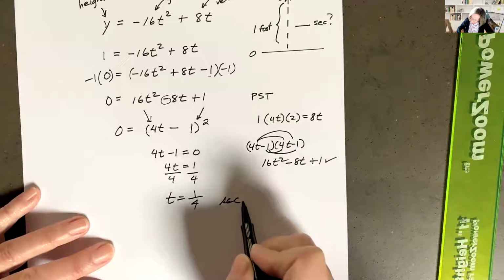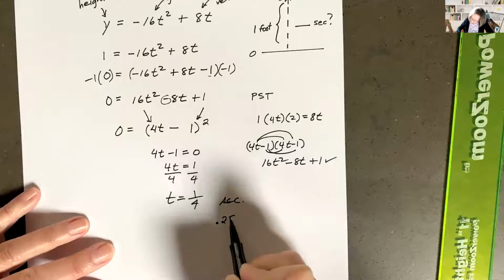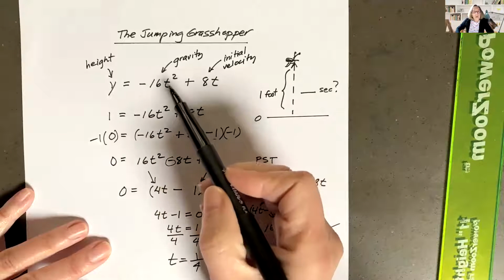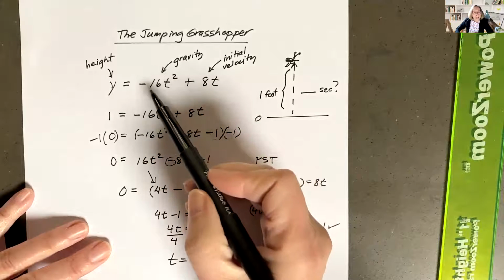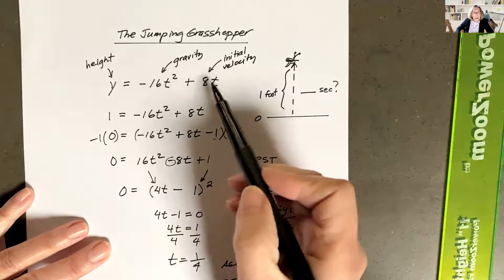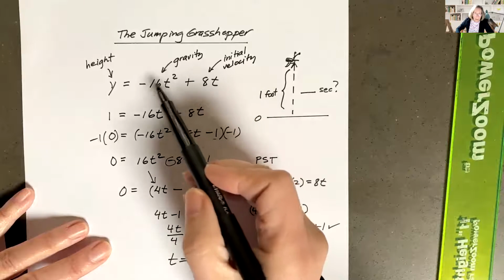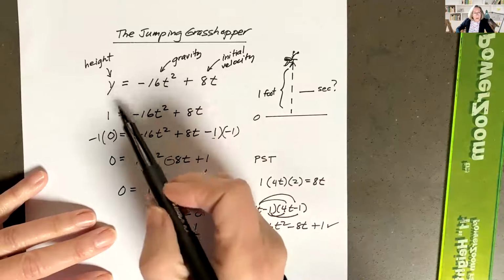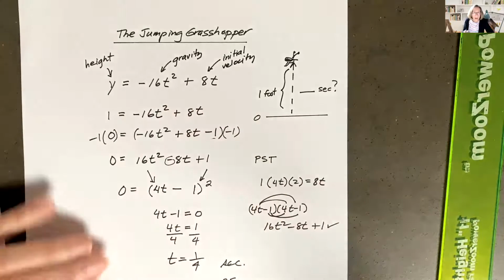1/4 second, or you could put it as 0.25 seconds. And if you put that into your calculator and you take 1/4 and square it and multiply it by -16, and you multiply 8 by 1/4, that gets you a 2. The sum of these two will be the +1 that you set up right here.